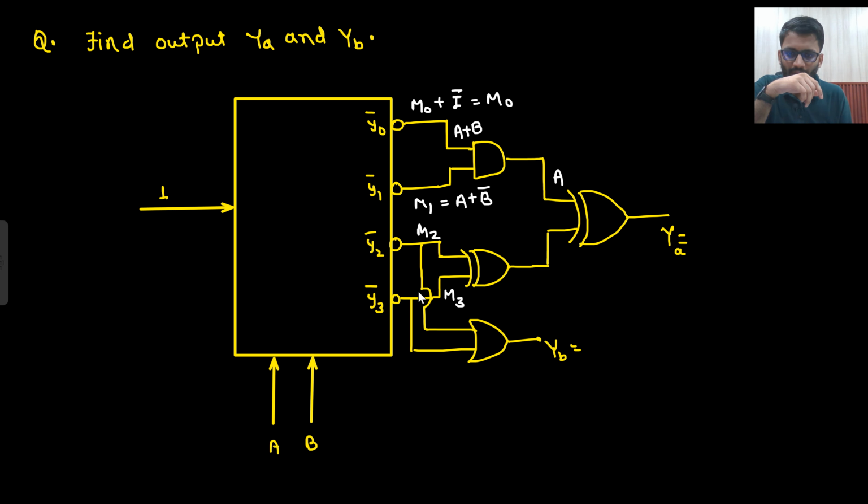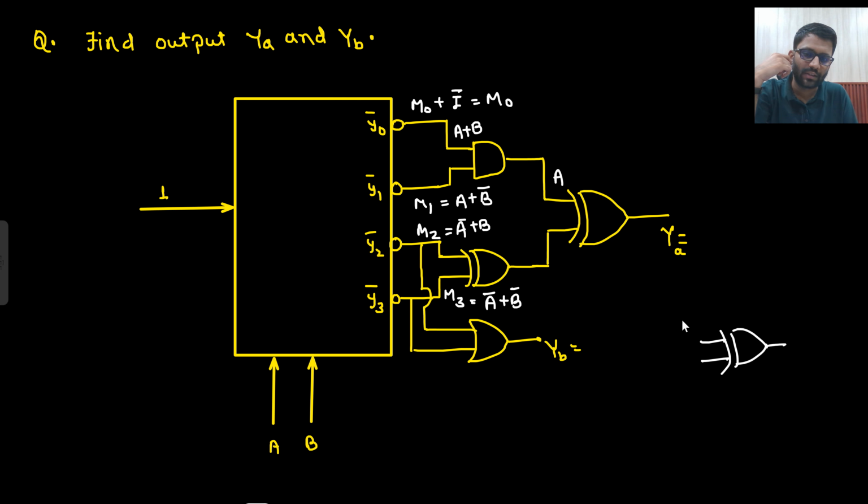So what this would be? A bar plus B, and what this would be? A plus B, and I need to take XOR of that. That would be a tough task for me because I need to take XOR of that. This is actually A bar plus A bar dot B bar because AB would be 1. So M3 is A bar plus B bar and this is A bar plus B, and take XOR of that. That is a tough task. But what did we reduce to?